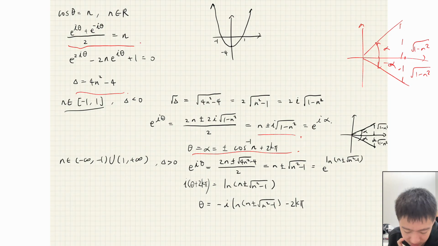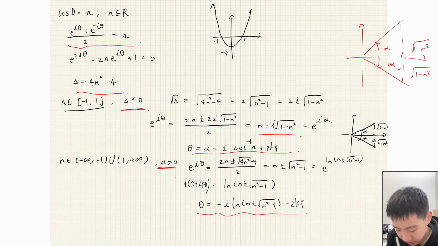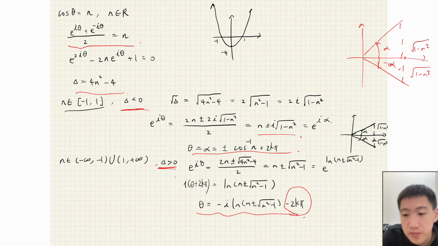Wait, is this right or not? Yes, it is right. And because in this case it is negative, this is positive, which is different from sin, and then we get this result. So as always, the real part differs by 2π and the imaginary part stays the same.